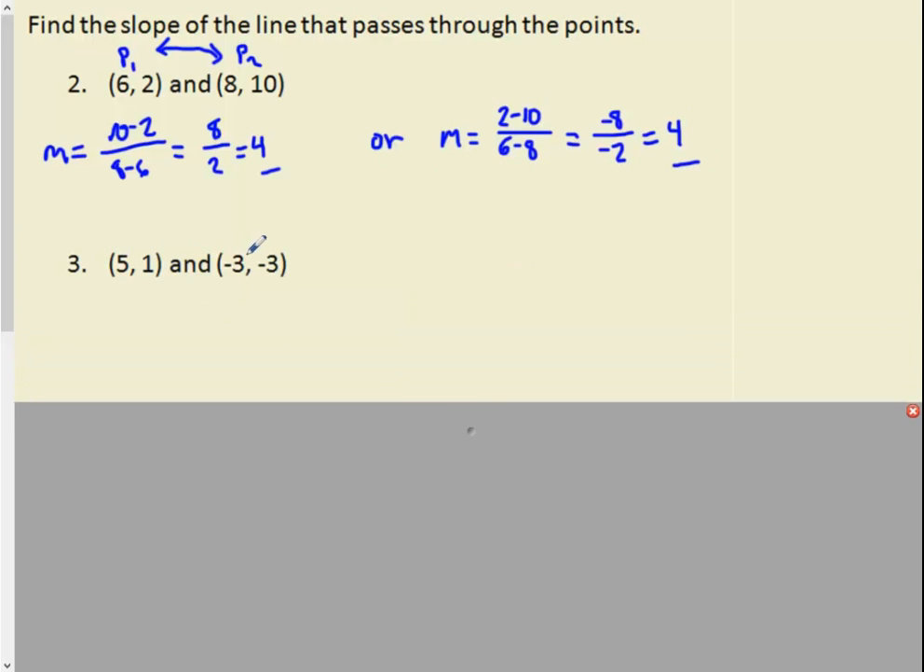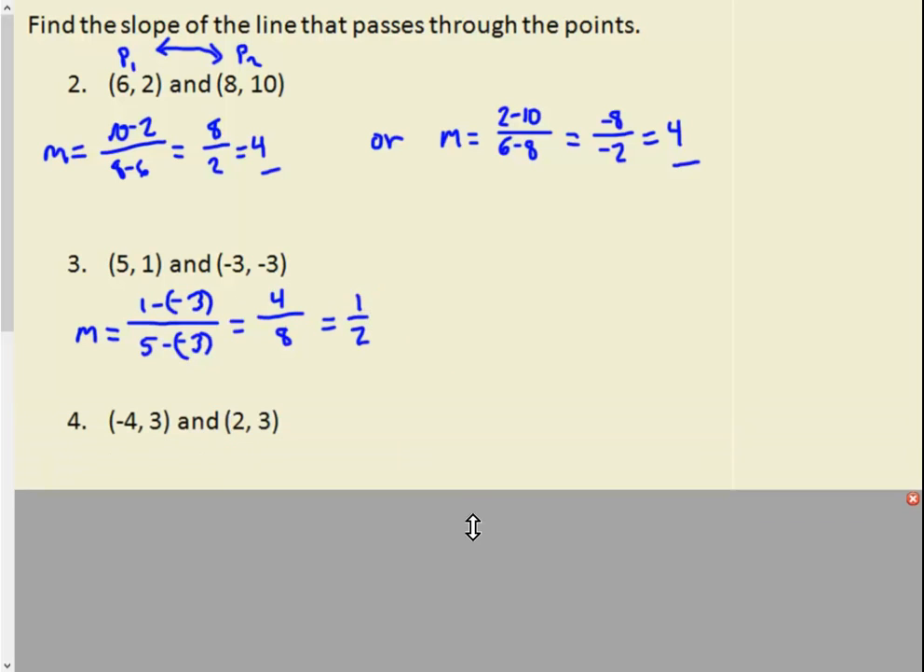Okay, 5, 1, and negative 3, negative 3. Again, we want to find the slope of the line that goes through those 2 points. So I'm going to go ahead and take 1 minus negative 3. It's always kind of nice to subtract a negative because we know that's just like adding a positive. And then 5 minus negative 3 in our denominator. So 1 minus negative 3 is 4. 5 minus negative 3 is 8. And please simplify. So we end up with a slope of 1/2.